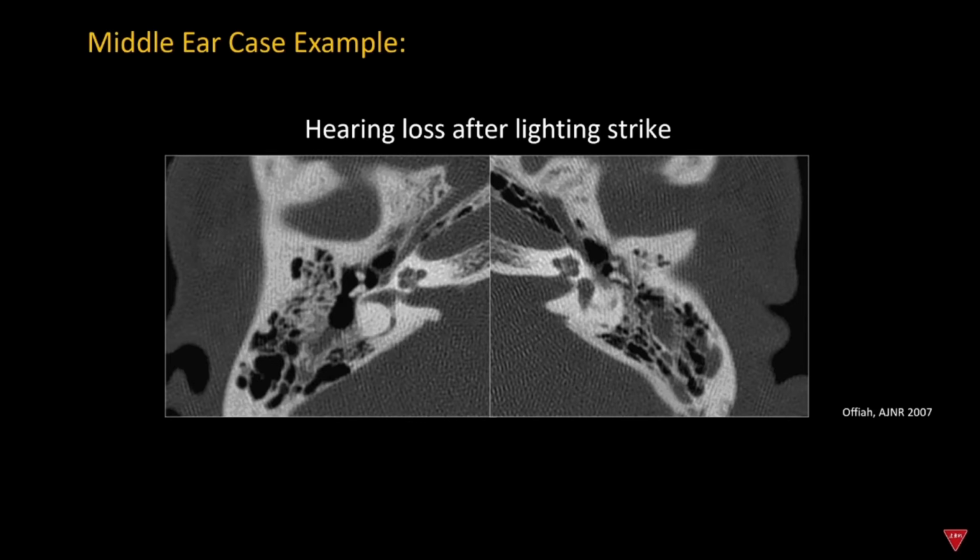This is a rare case that you probably won't see again. In fact, I have never seen it in real life. This is coming from AJNR in 2007. A case report of somebody who has bilateral hearing loss after a lightning strike.